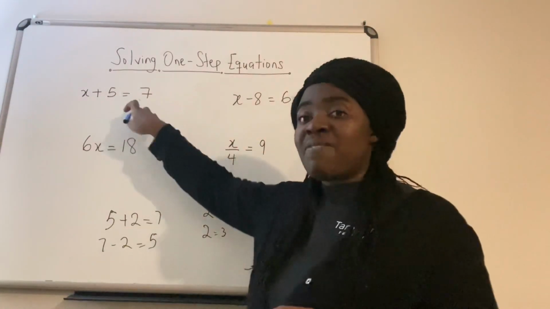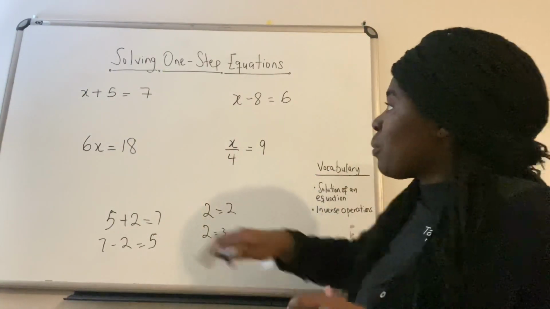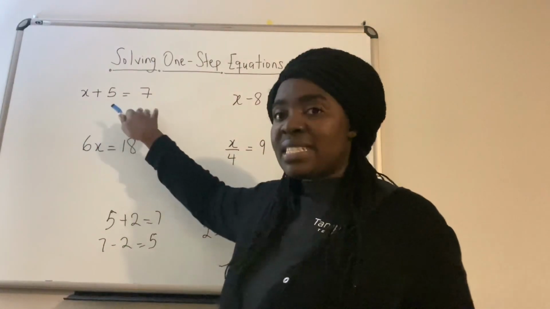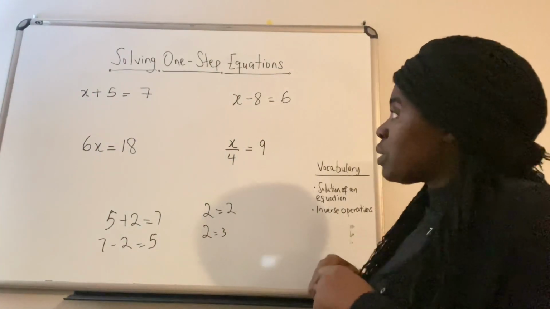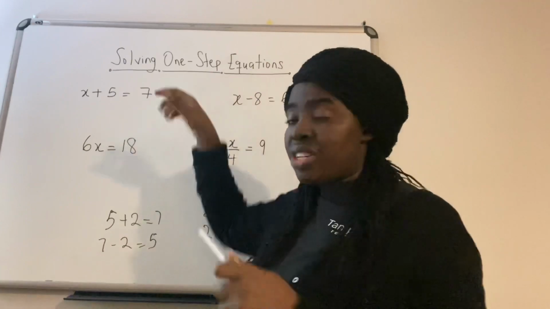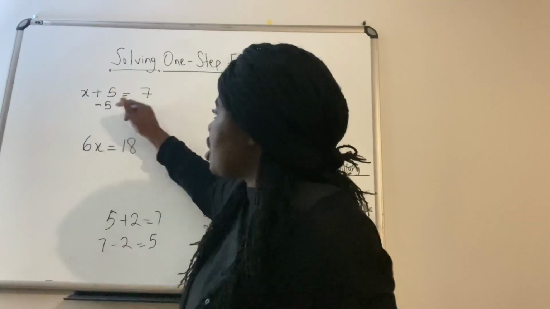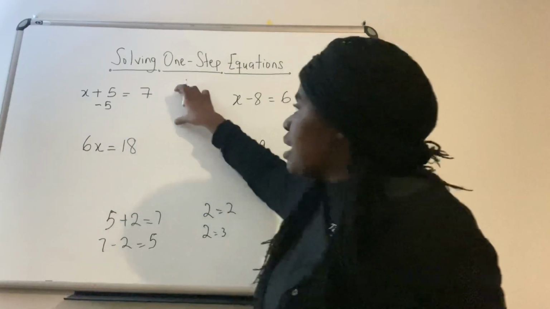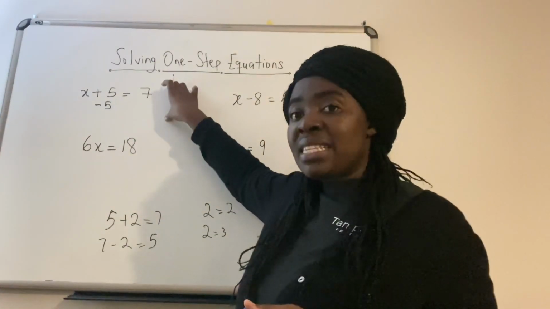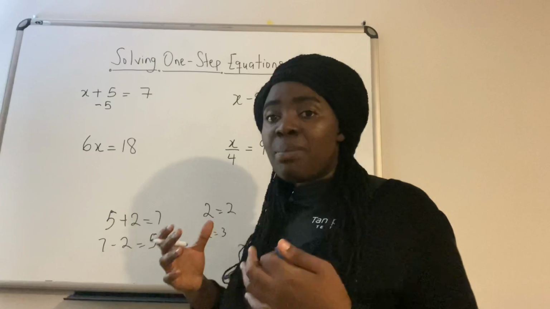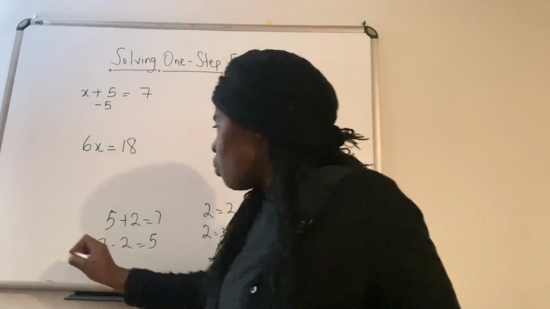It says x plus 5 is equal to 7. Okay, we're adding 5 to x to get 7. Now what we want to do is we want to undo this addition, right? So what do we do? We subtract. To undo addition, we subtract. But in order to keep our balance in this equation, we have to do the same thing to both sides. Why is that? Well, think about this.